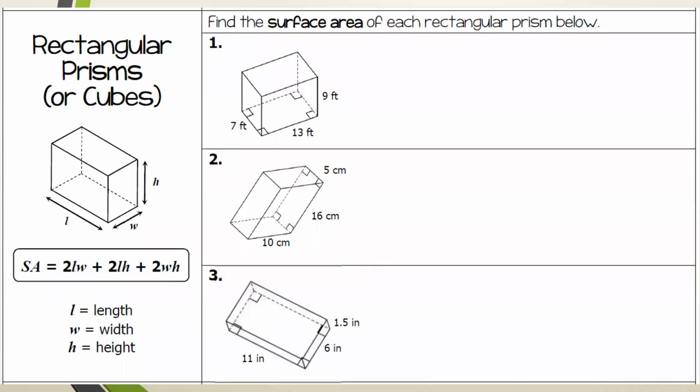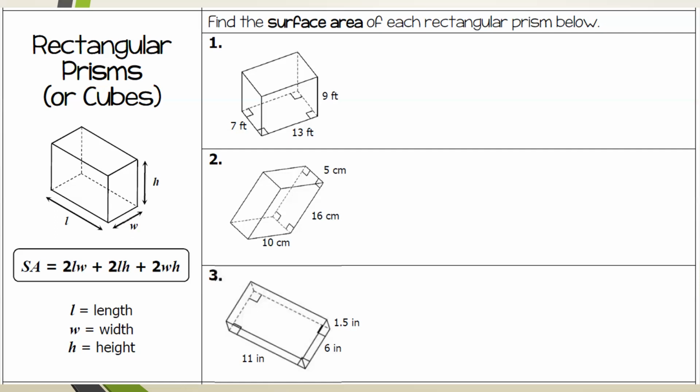Let's start with our rectangular prisms, or even cubes, because this works for cubes also. So the first example says to find the surface area of each prism, and these are rectangular prisms. So just a little review of what a prism is. A prism is a three-dimensional shape that has congruent and parallel faces that are connected by rectangles. Okay. And our rectangular prism just happens to have a rectangular base. The formula on your formula sheet says that the surface area is 2 times the length times the width, plus 2 times the length times the height, plus 2 times the width times the height.